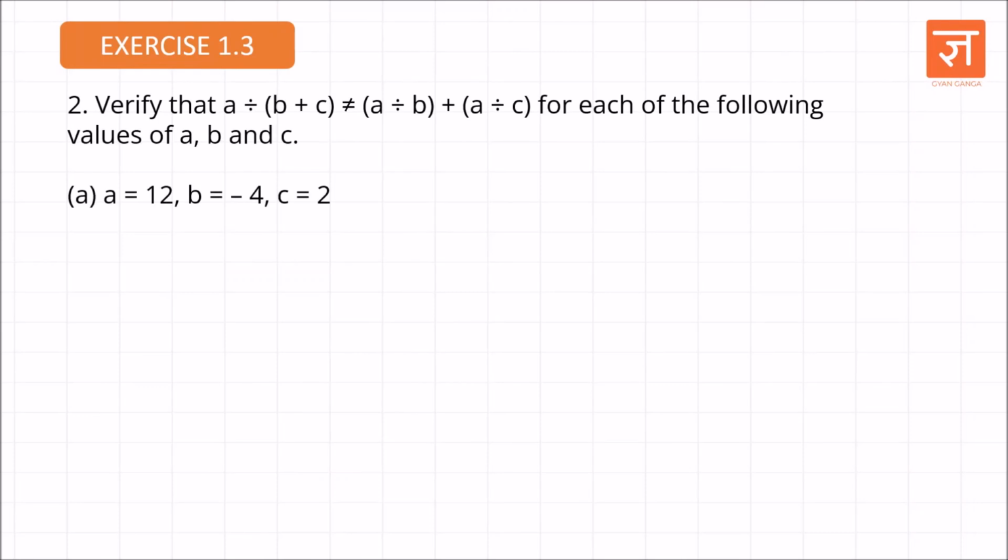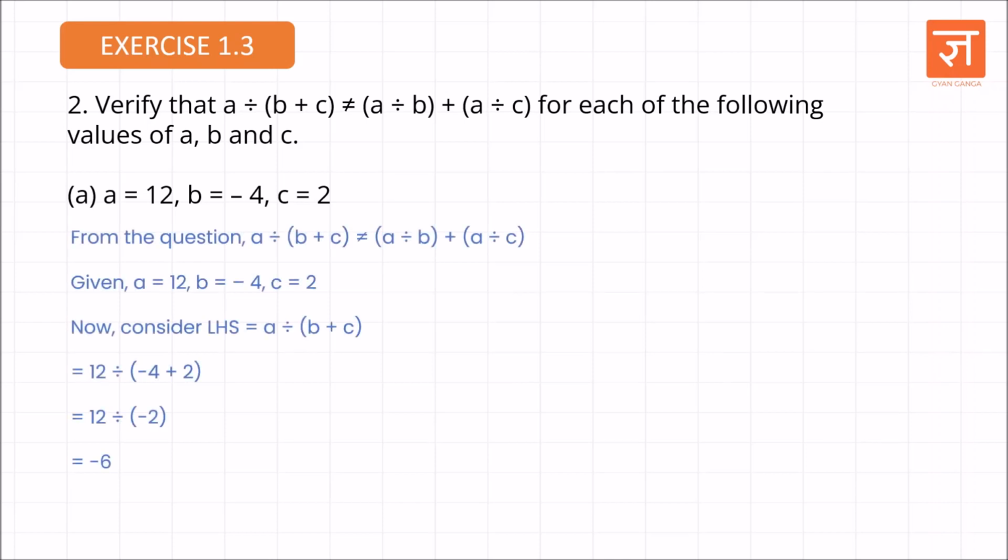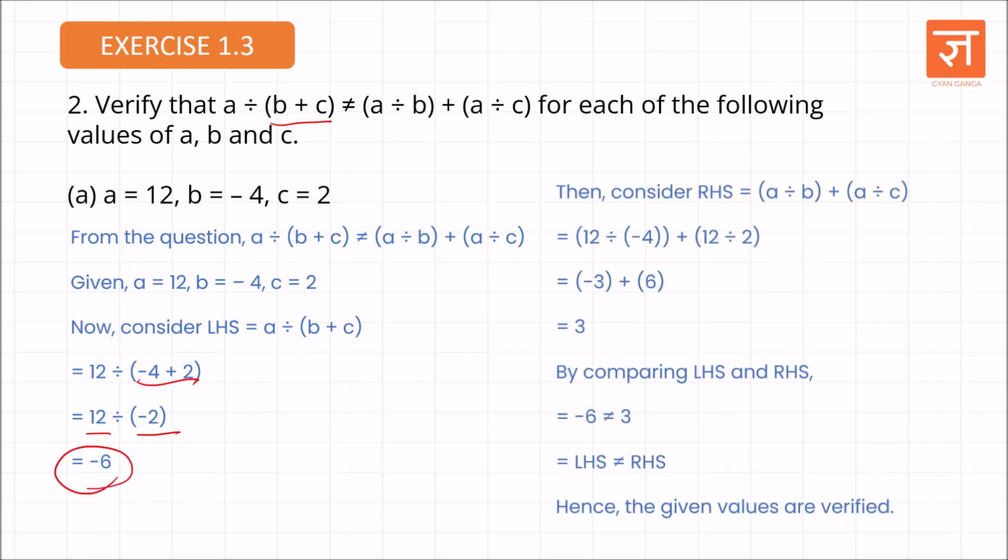So we have to verify this with the given values. A is 12. If we set the values of A, B, C here, we get 12 divided by minus 4 plus 2. So we got 12 divided by minus 2. We got the result. Next, A divided by C plus A divided by B. Here we put the values. 12 divided by 2, and 12 divided by minus 4. We get 6 and minus 3. We got 3 as the result. So LHS is not equal to RHS. So the equation is verified.